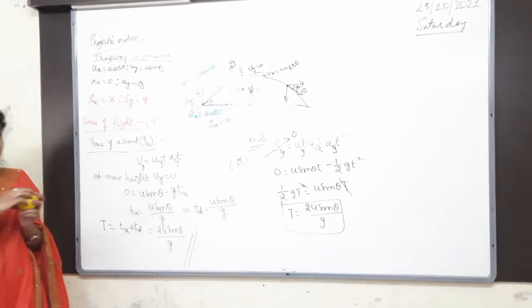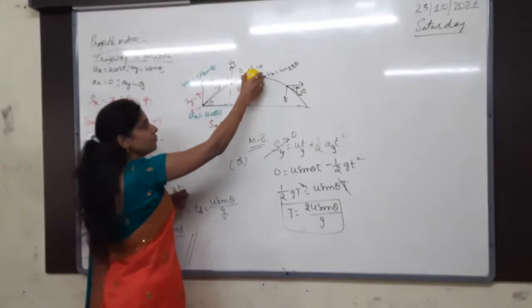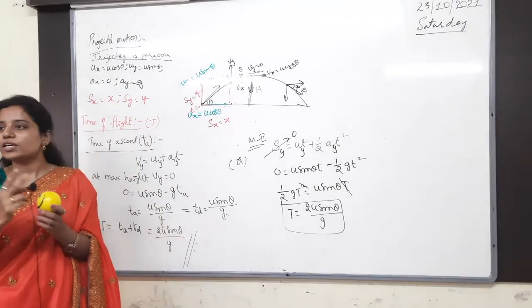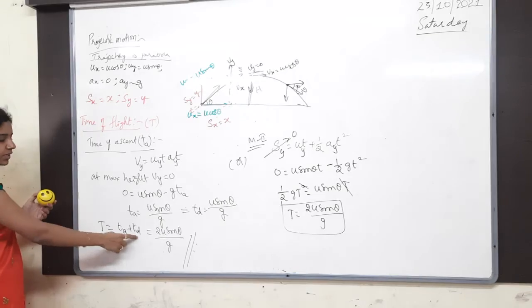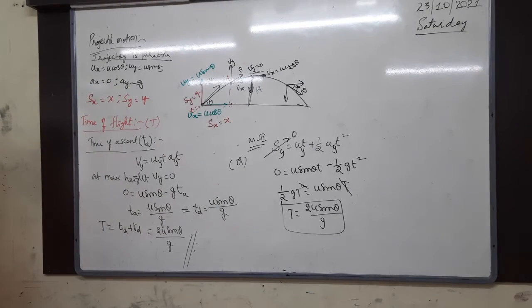Total time of flight is from here to here and then from here to here. From here to here, what is the time? Time of ascent. From here to here, time of descent. Addition of that gives you what? Total time of flight. So T is equal to ta plus td, that is equal to u sin theta by g plus u sin theta by g, that is 2u sin theta by g.